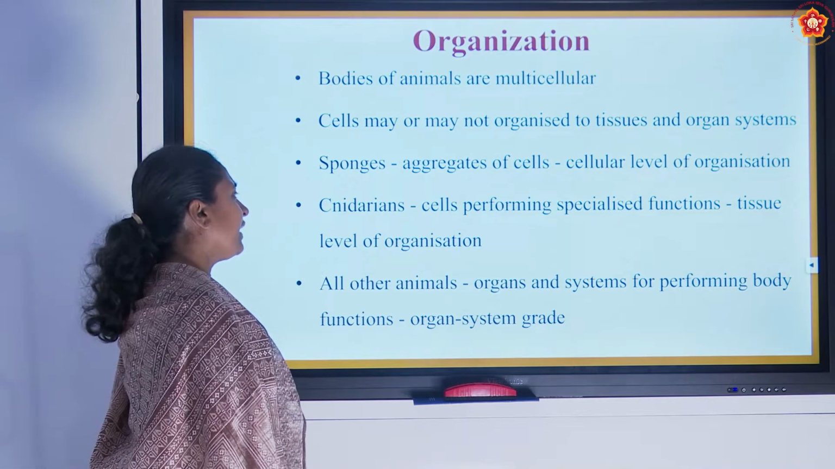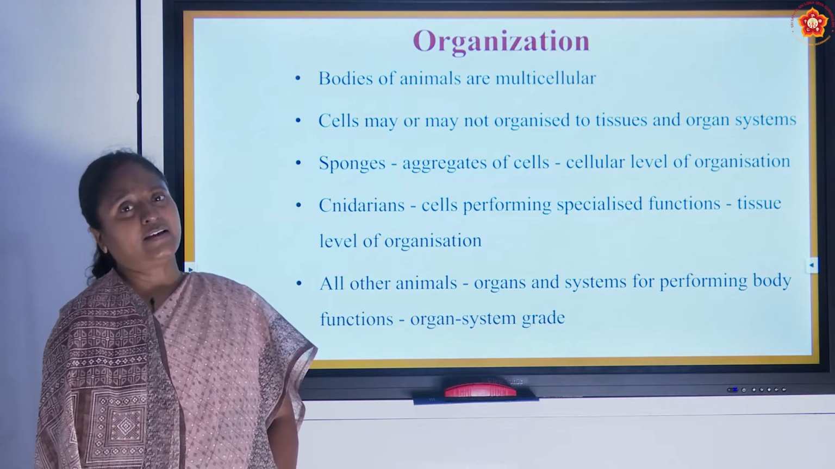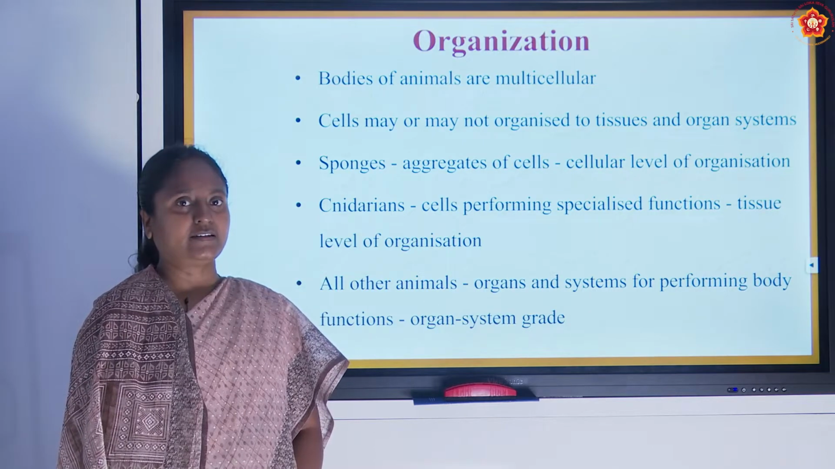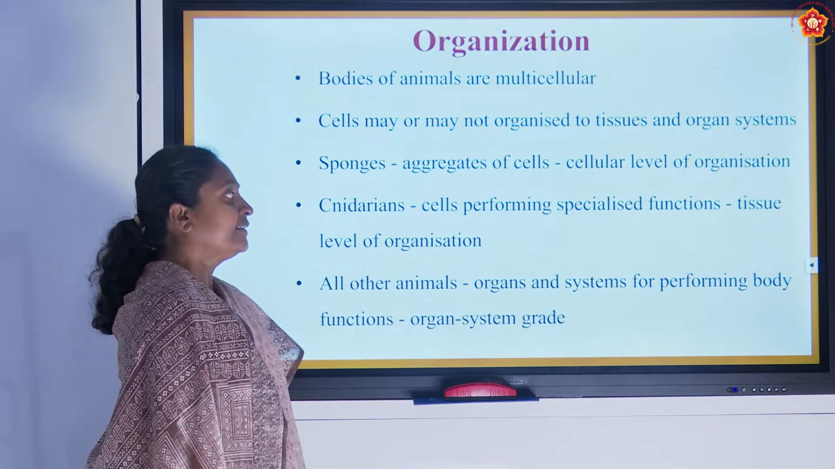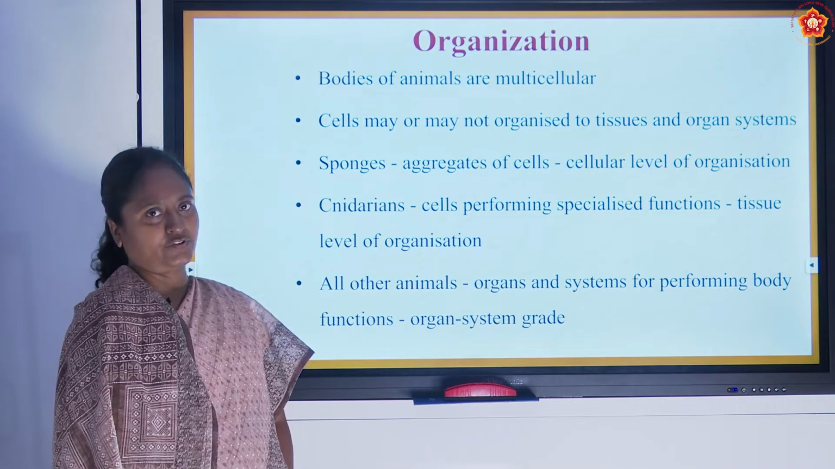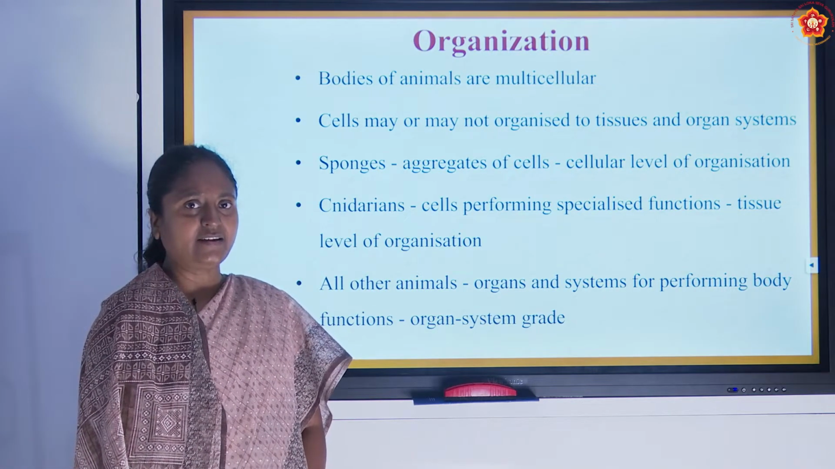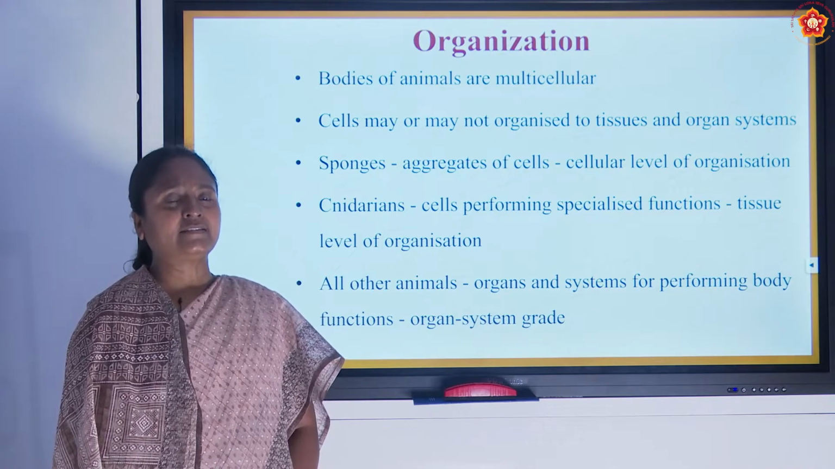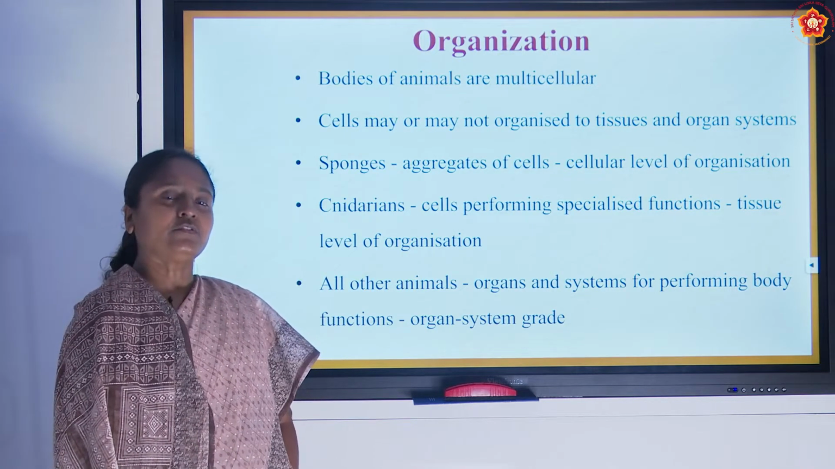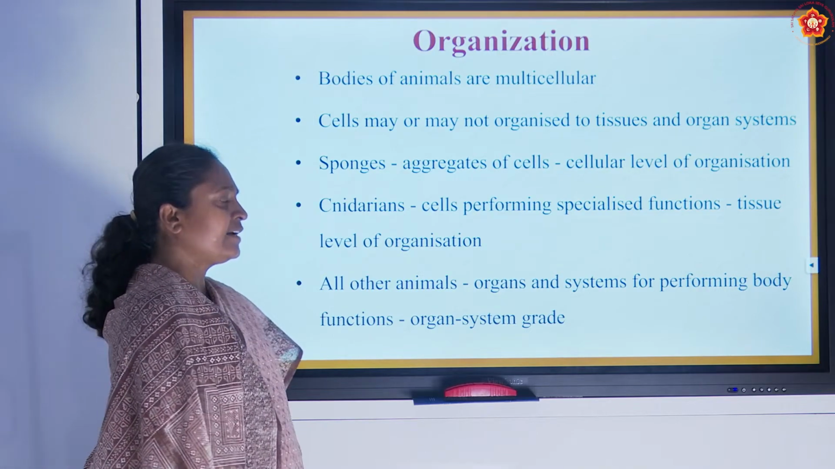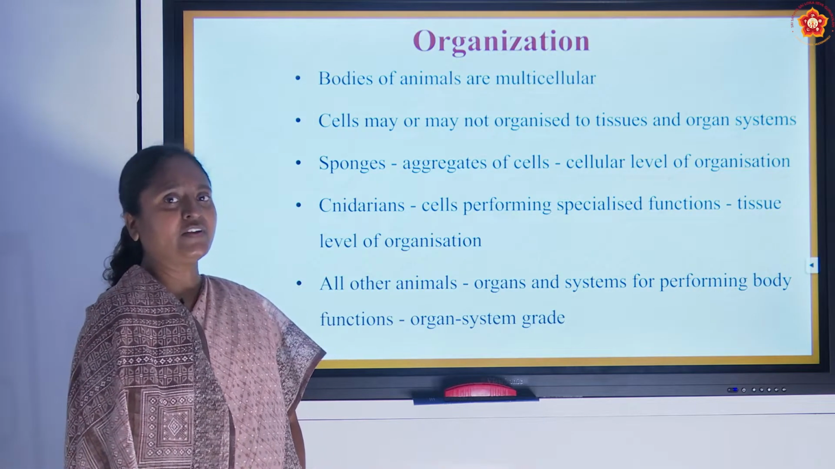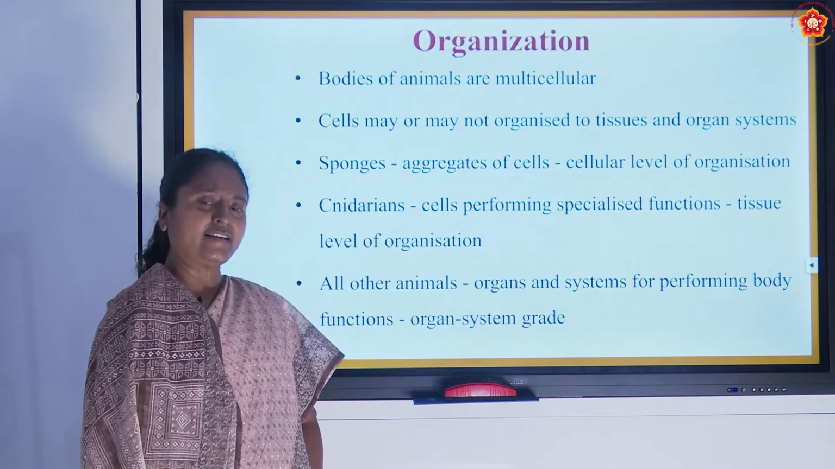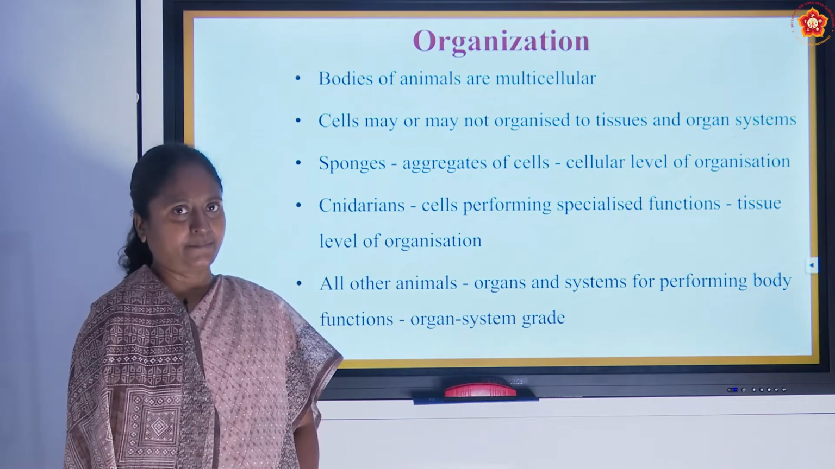But in all the other organisms apart from these two phyla, the vertebrates, annelida, arthropoda, all the other organisms, they have organs and systems to perform a particular function. Organ means, for example, a hand we have, right? Like that, we have systems such as the digestive system and nervous system, a collection of different kinds of tissues. So it may be an organ grade or a system level of organization that we can see in all the other organisms. This is how organization is classified into three distinct types.